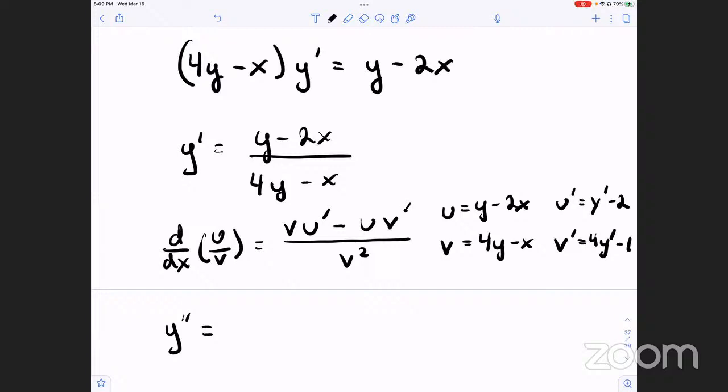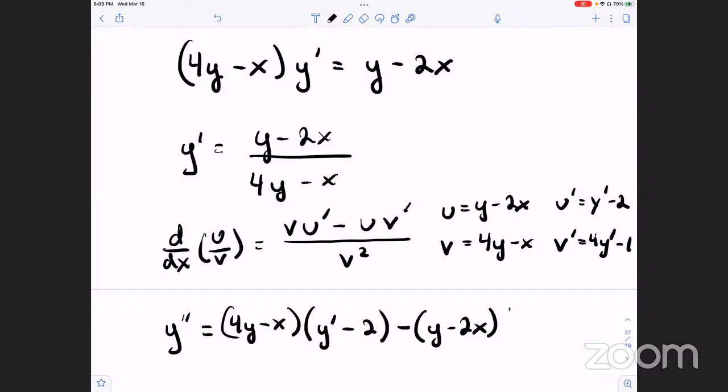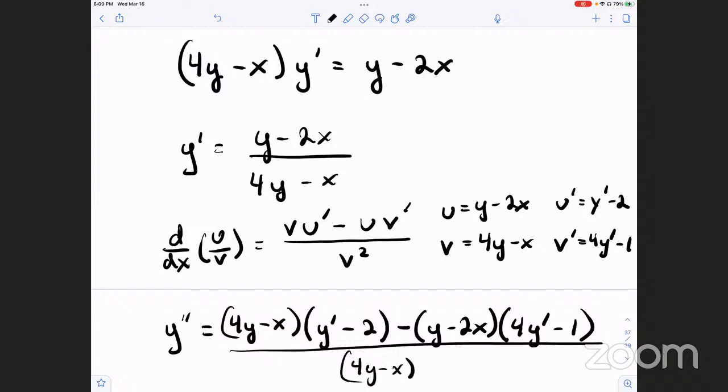So our v is this 4y minus x, okay? Our u prime is y prime minus 2, minus our u, which is this y minus 2x. Our v prime, it looks like it's 4 times y prime minus 1, okay? And then all over v squared, which is this 4y minus x quantity squared, right?